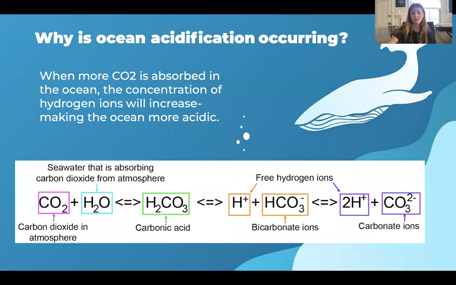And so this is the chemical reaction showing why ocean acidification is occurring as a result of increased atmospheric carbon dioxide. And you can see this reaction where atmospheric carbon dioxide is turned into carbonic acid and then into bicarbonate ions and then into carbonate ions. And the H+ molecules you can see here are protons or hydrogen ions, and those increase the acidity of the ocean.